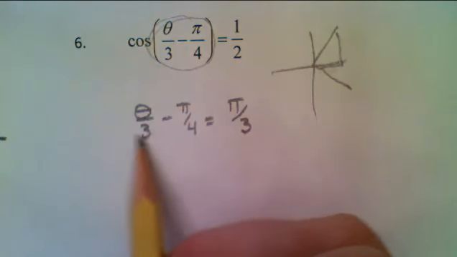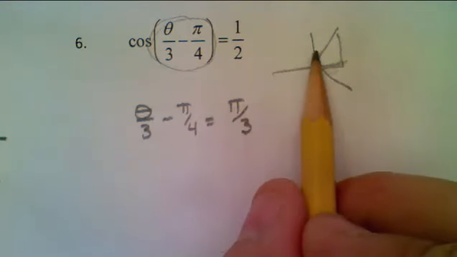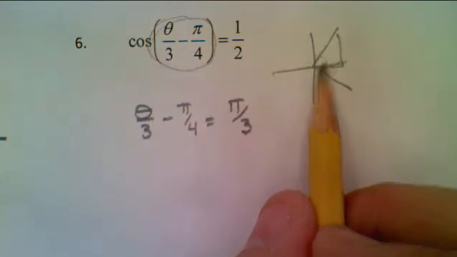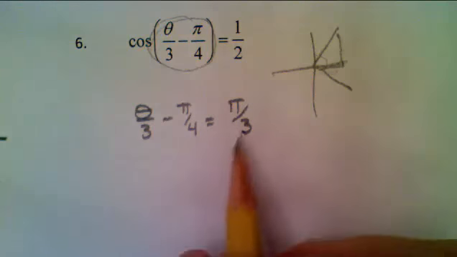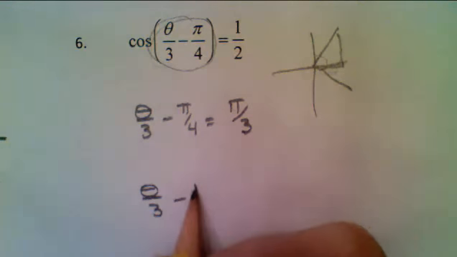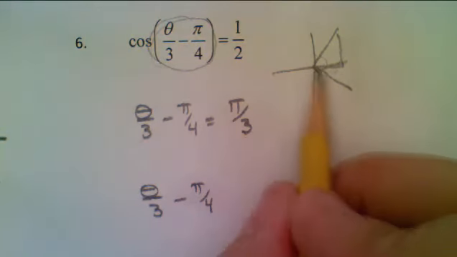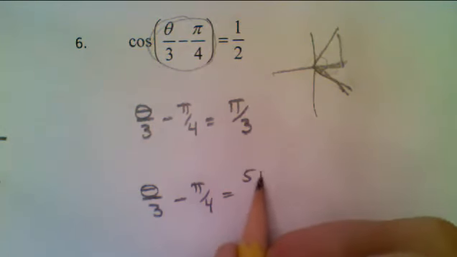Again, do I have to worry about having multiple answers? No, because it's divided by 3, so when I get my answer, I'm going to be cutting it in half, so I don't have to worry about getting multiple answers. So it's pi over 3, or my angle could be over here, which would have a reference angle of pi over 3, which would be 5/3 pi.